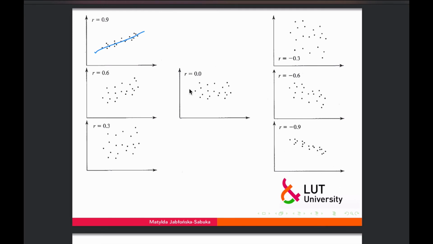And the case with zero correlation is, for instance, here, where whenever one variable changes its value, whichever way, the second one goes completely randomly with respect to the first one. So in that case, the slope of this line would be close to zero.